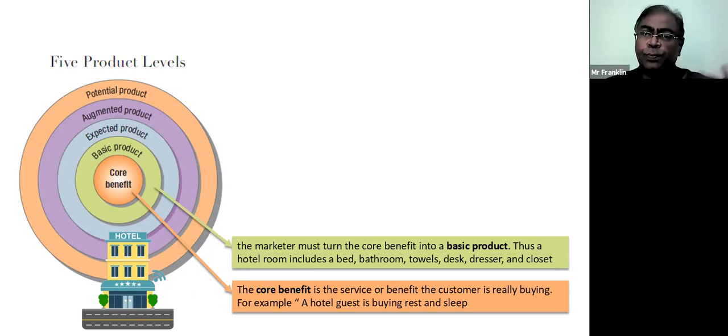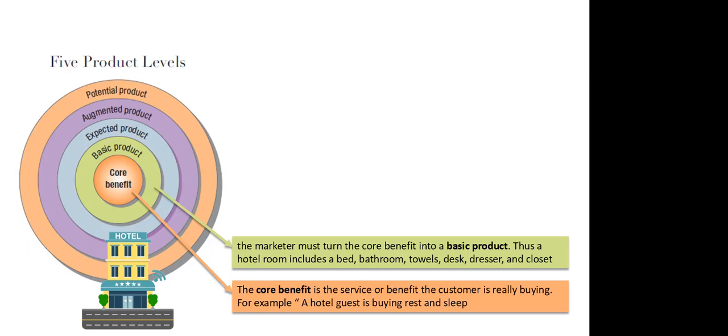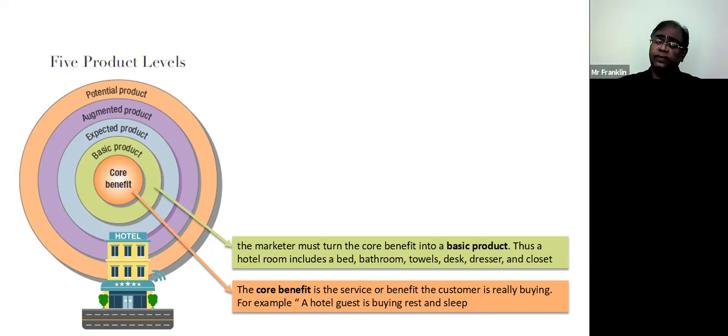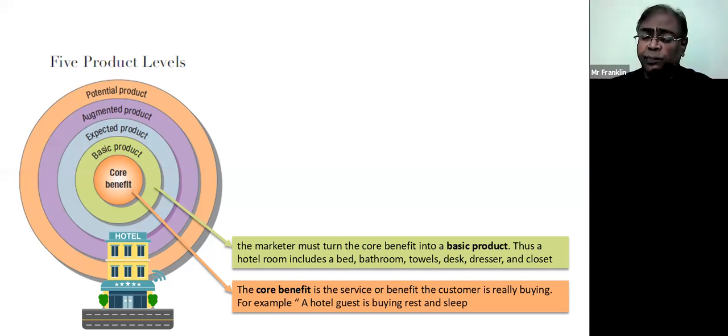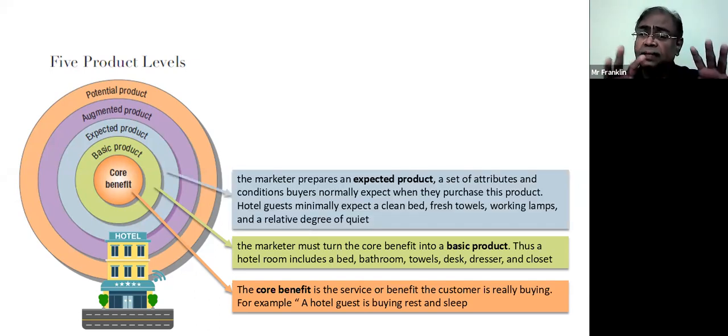Next is the expected product. What do you mean by expected product? When you go and stay in a Hilton, how do you expect the service? Very good service, right? Of course, you're going to a 5-star hotel, you expect good service. So a customer expects a certain type of product. I'm going to stay in a 5-star hotel, I'm paying 400 ringgit a night, so I expect a certain amount of service. That's the expected product. A marketer prepares an expected product, a set of attributes and conditions that people normally expect.